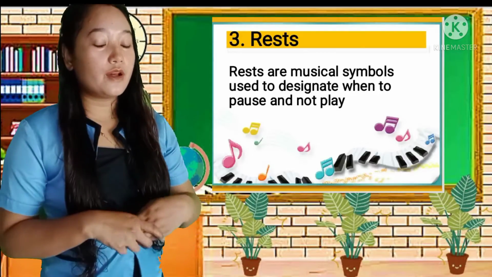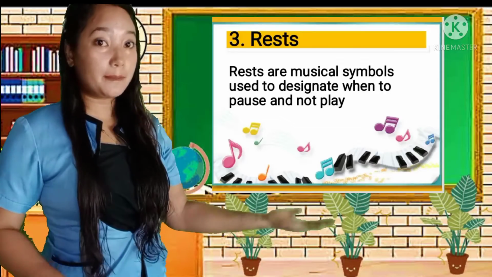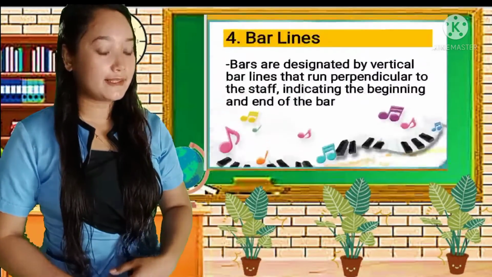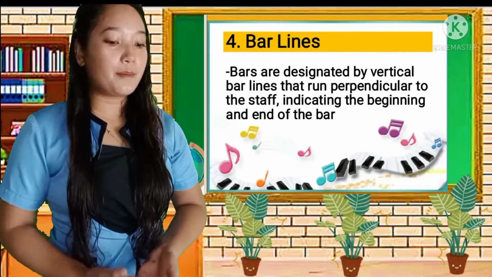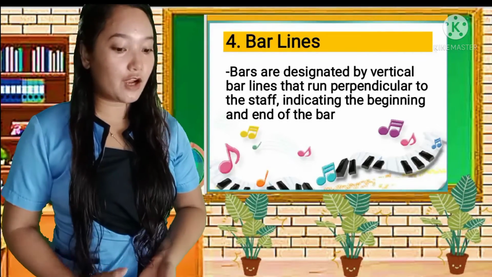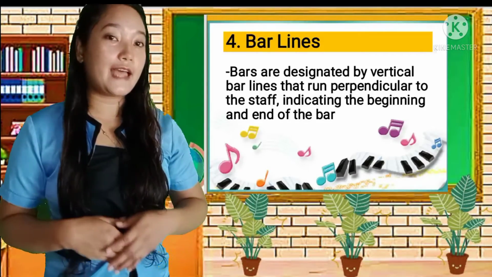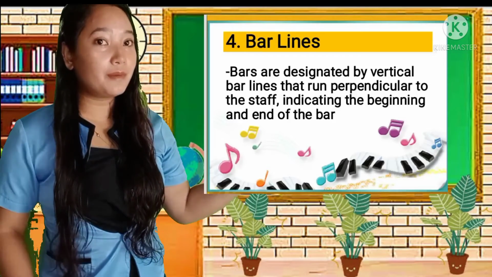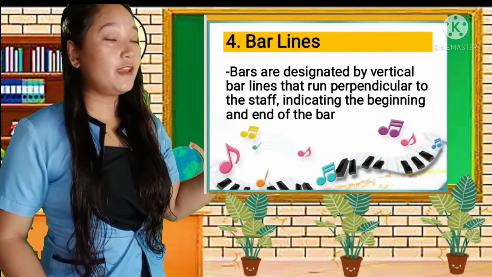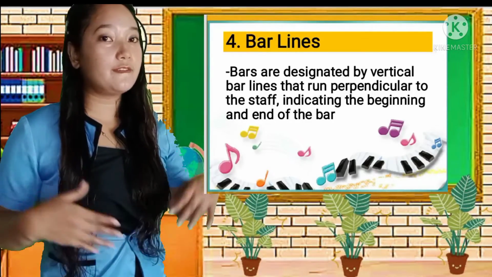Okay, so the fourth composition that completes rhythmic pattern is the bar lines. The bar lines are designated by vertical lines that run perpendicular to the staff, indicating the beginning and the end of the bar. So in short, the bar lines give emphasis on when to end and when to start. So it gives measurement.